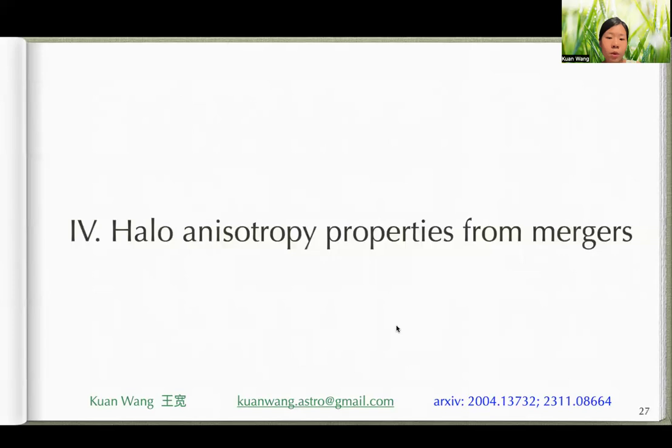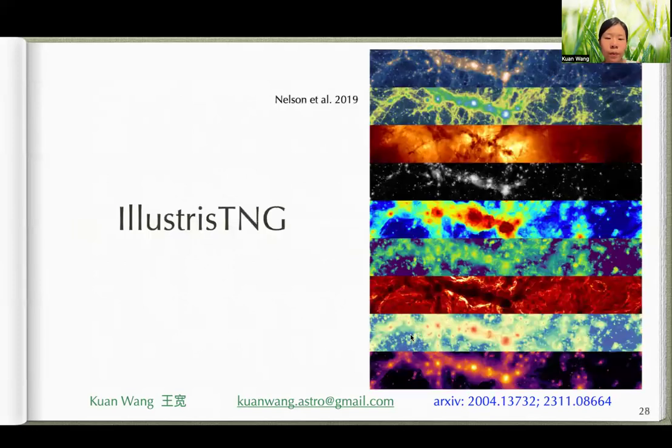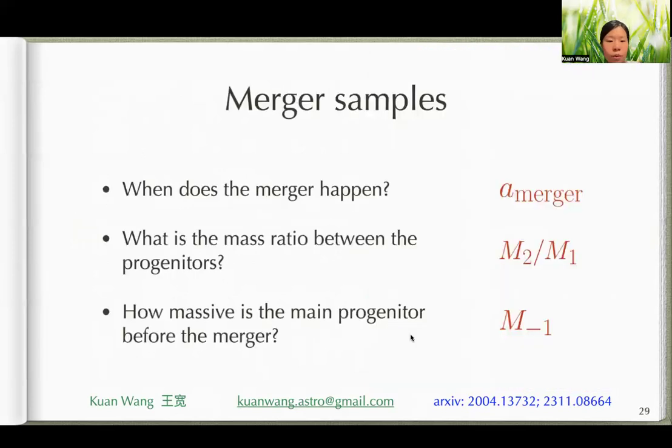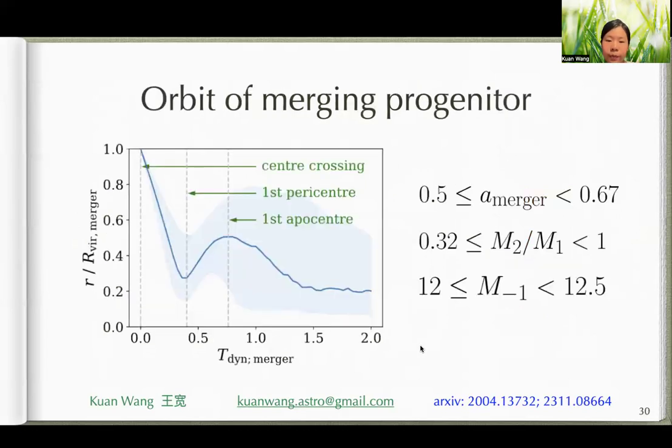In the next part of the talk, we'll investigate a family of halo properties that measure the anisotropy state of the halo. This work uses the IllustrisTNG simulations. We use three criteria to define samples of mergers: the time of merger, the mass ratio, and the previous mass of the main halo. We will list these criteria for the merger samples we use in the following analysis.